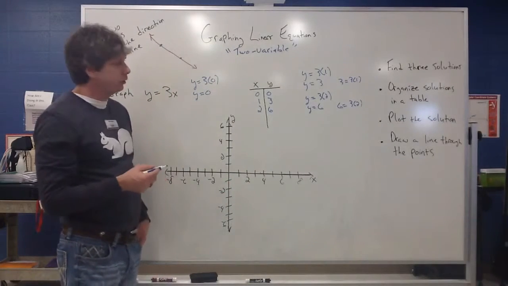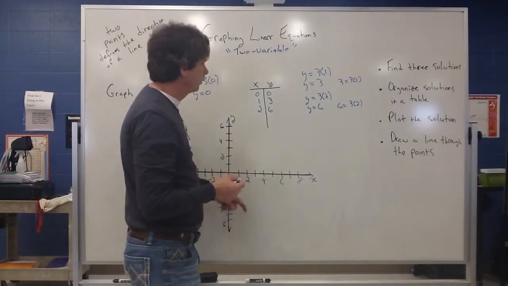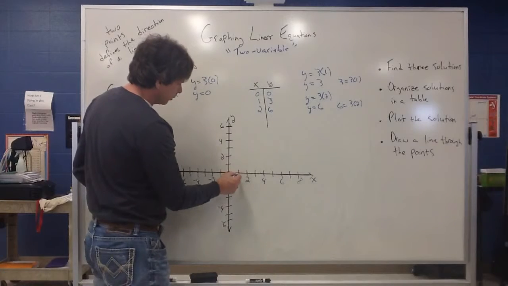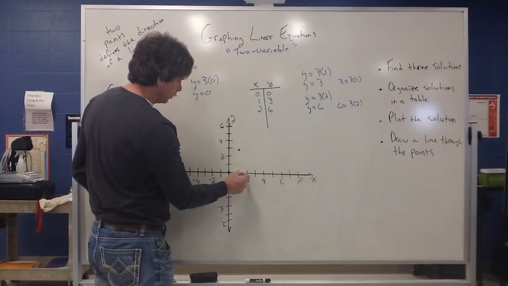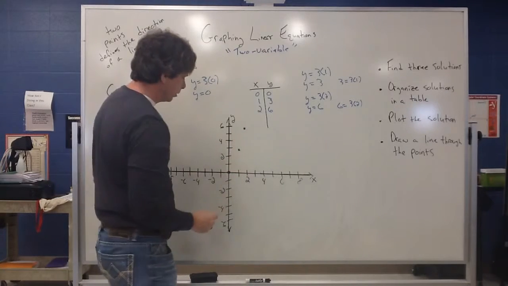So I found 3 solutions. I think they all fit on my graph. So let's plot those. 0, 0 would be the origin itself. 1, 3 would be right 1, up 3. And 2, 6 would be right 2 and up 6. So there's my 3 points.